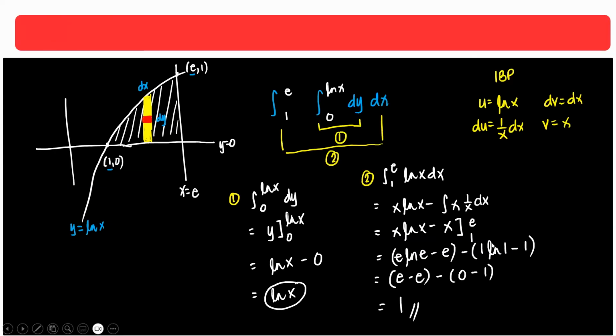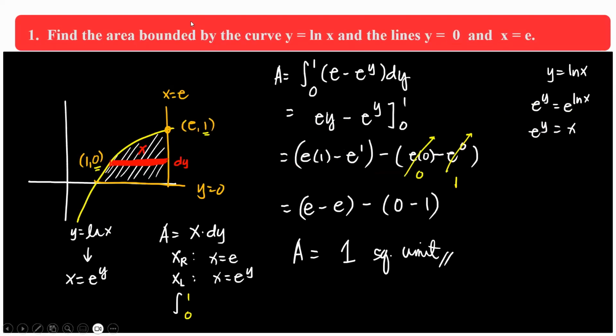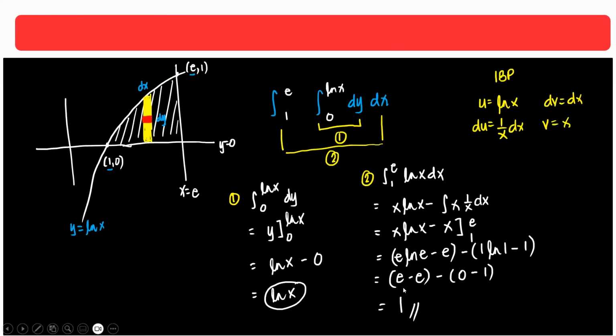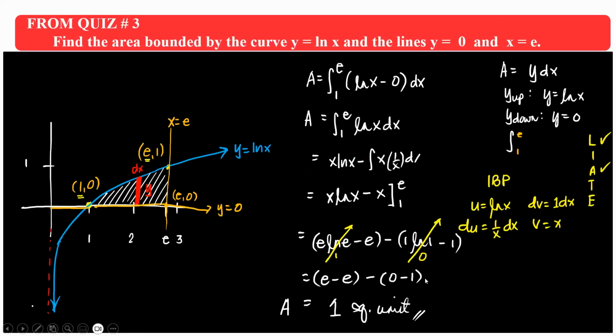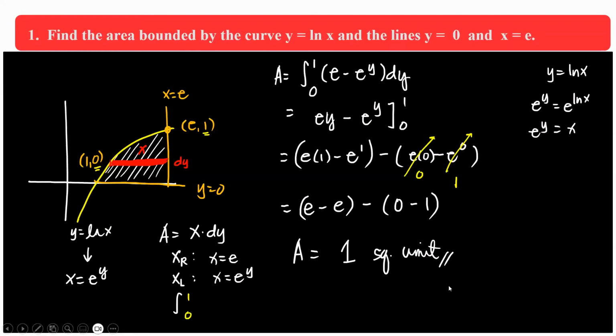Now, let's do the same problem, exactly the same problem. This is the same problem that we had. However, this one, we're using the horizontal element. Again, that's 1 square unit, just like the answer in the previous slide and in the previous slide as well. Because it's the same problem, but then I would like you to apply a horizontal element.